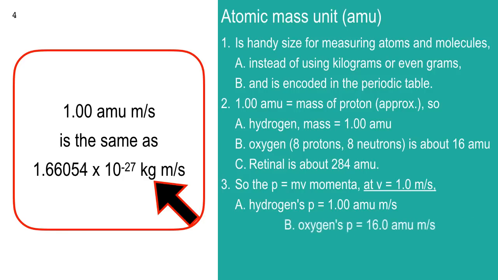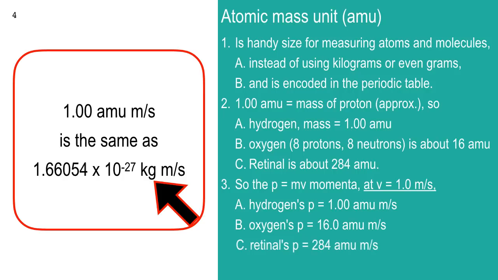Now, similarly, an oxygen atom at 1 meter per second is going to be about 16.0 AMU meter per second. So take that number for hydrogen, multiply it by 16, and that's how much momentum the oxygen has in these kind of weird molecular units. And now here's the one we really want to focus on. The momentum of the retinal, if it's going 1.0 meters per second, between here and Miami, would be 284 AMU meters per second.